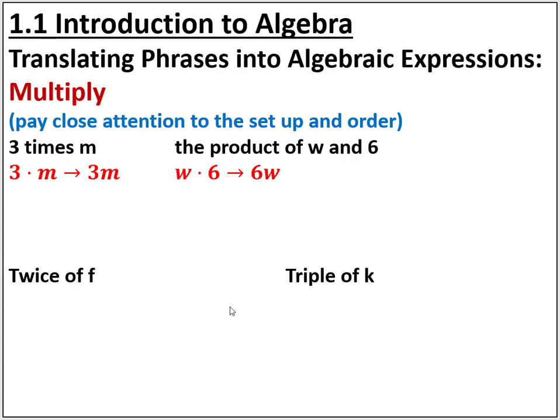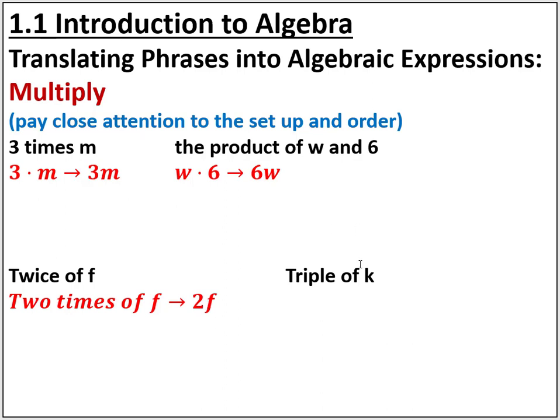Now moving on to the third example, twice of f. So twice of f is also known as 2 times of f. So twice means 2. So when it says 2 times of f, it's going to be just like the first example, 2f.